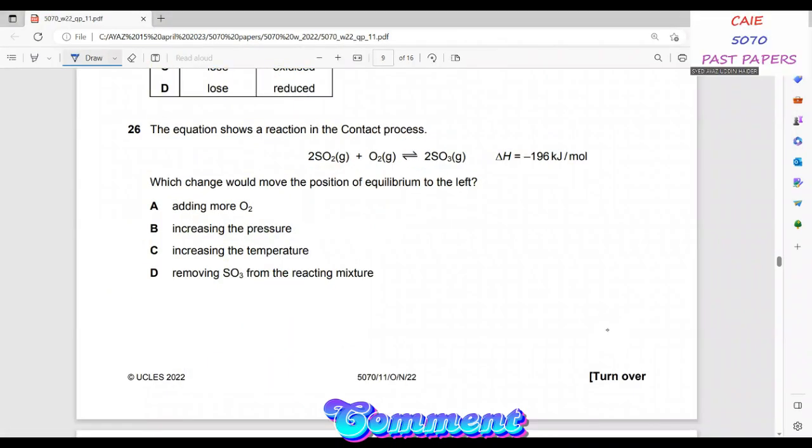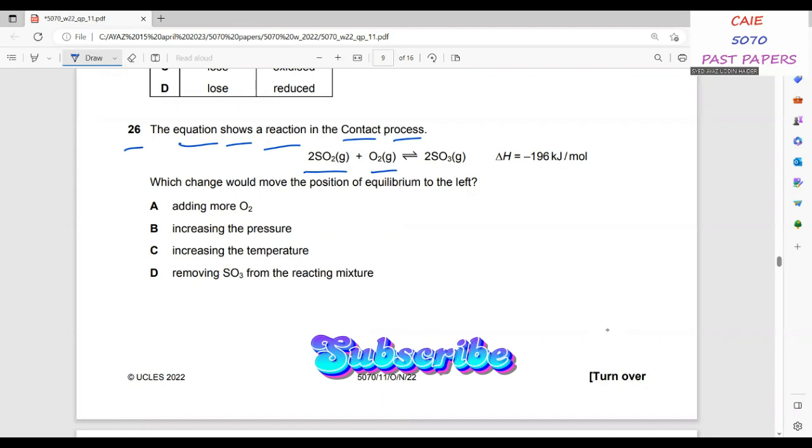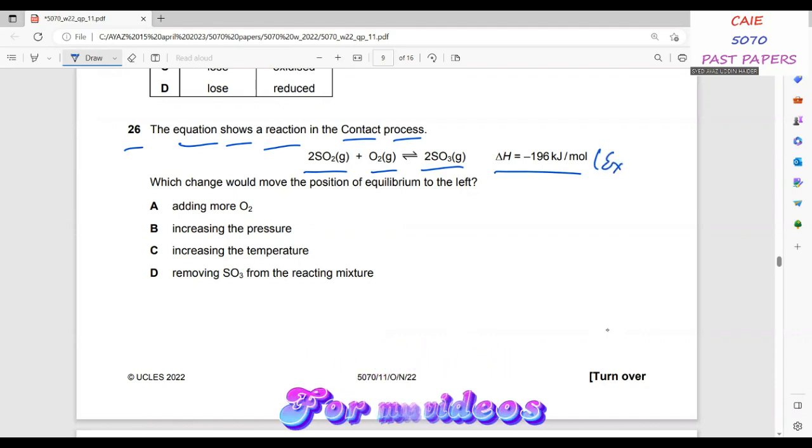Here's question number 26. The equation shows a reaction in the contact process. This is the contact process, and the equation is written: 2SO2 gas plus O2 gas gives 2SO3 gas. Delta H is negative, which means the forward reaction is exothermic.